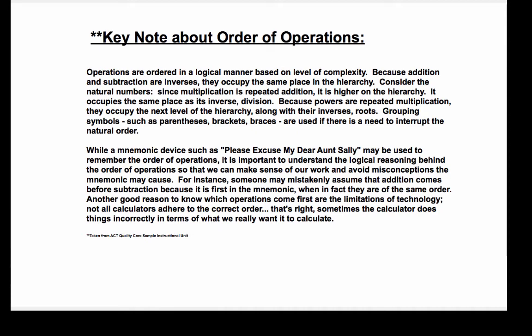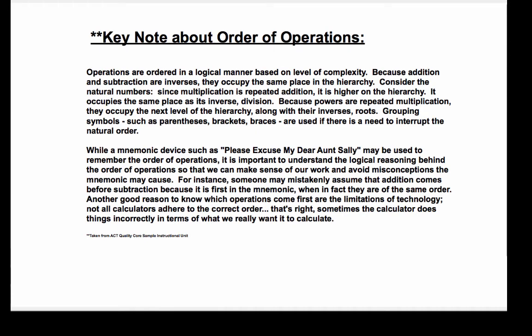So while a mnemonic device such as Please Excuse My Dear Aunt Sally, or PEMDAS, may be used to remember the order of operations, it is important to understand the logical reasoning behind the order of operations so that we can make sense of our work and avoid misconceptions the mnemonic may cause. For instance, someone may mistakenly assume that addition comes before subtraction because it is first in the mnemonic, when in fact they are of the same order.